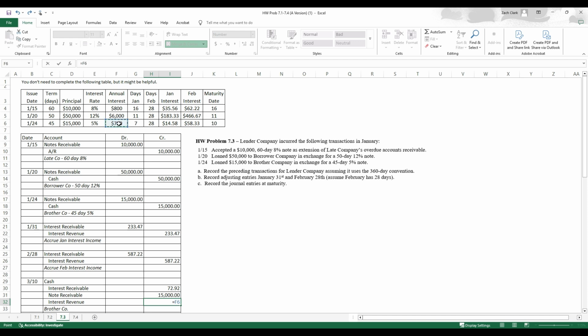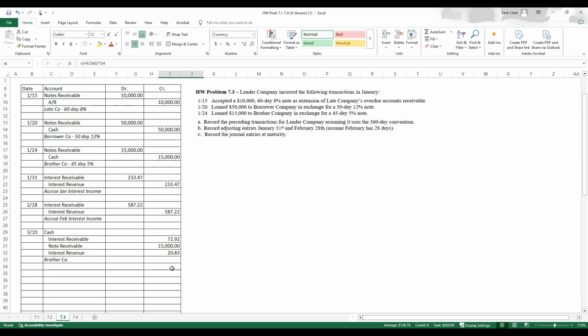So let's do annual interest. I'll do this with a parentheses. So annual interest divided by 360 times the number of days in March, which is basically what we did up in these forms. We should have probably made a column for March, but that's okay. So that's all three of those. Let's add them together and notice that Brother Company is going to pay us back $15,093.75. And that's for allowing them to borrow that money for 45 days.